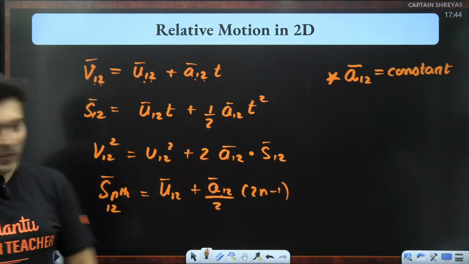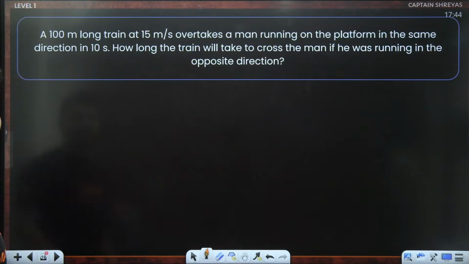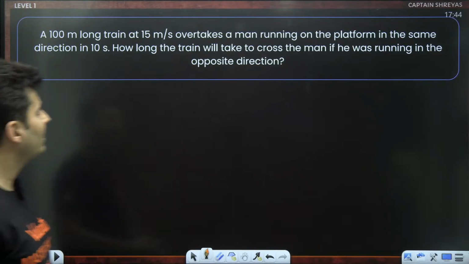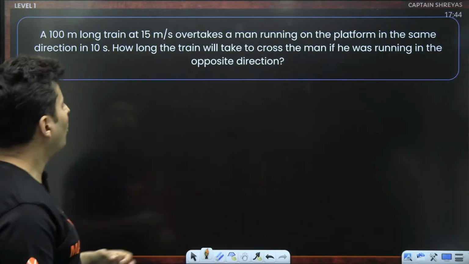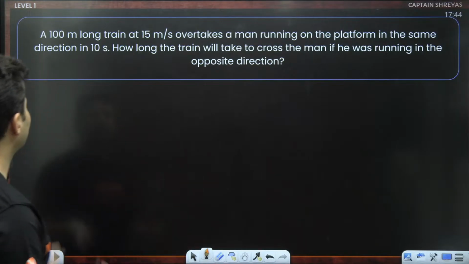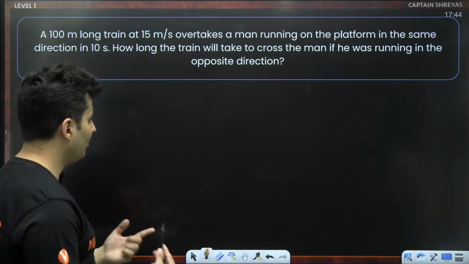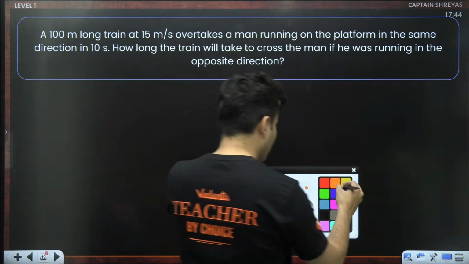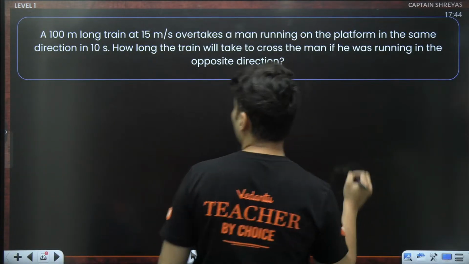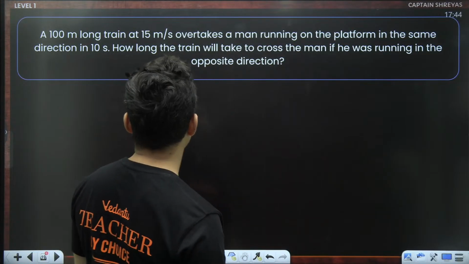All right, cool. So, moving on to some questions coming up on your screen. There is a train moving at some speed overtakes a man running on the platform in the same direction. How long will the train take to cross the man if he was running in the opposite direction? Let's try to think about it. So, yep, the train is 100 meters long and is going.